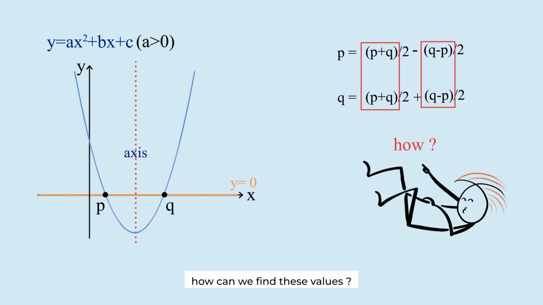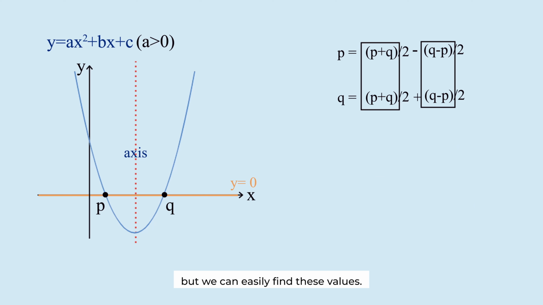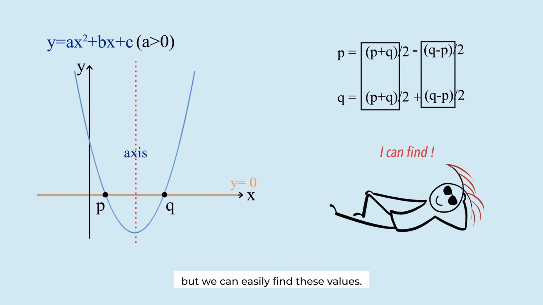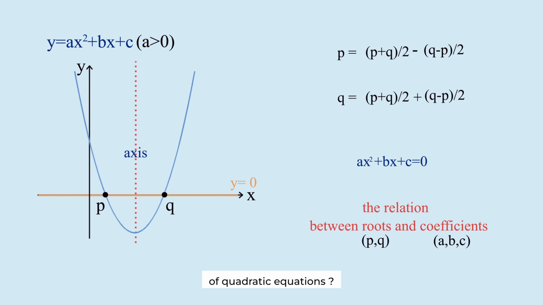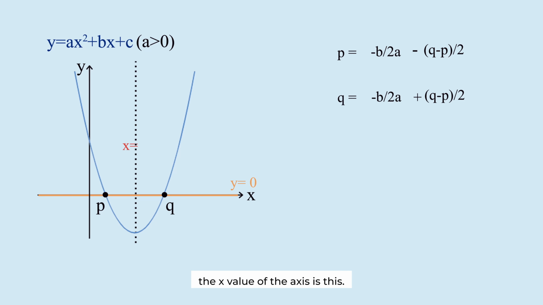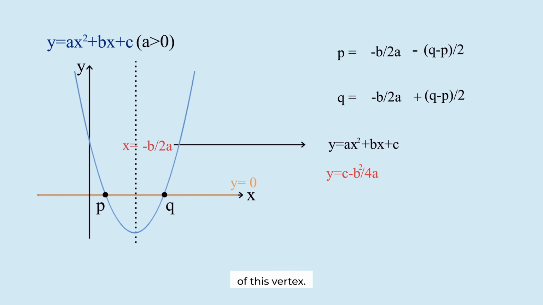How can we find these values? It seems like the problem has gotten more complicated, but we can easily find these values. Do you remember the relation between the roots and coefficients of quadratic equations? The sum of the roots is equal to this value, and the product of roots is equal to this value. Applying this relation, the x-value of the axis is this. Substitute this into x of this function. That value is the y-coordinate of this vertex. The coordinates of the vertex are like this.